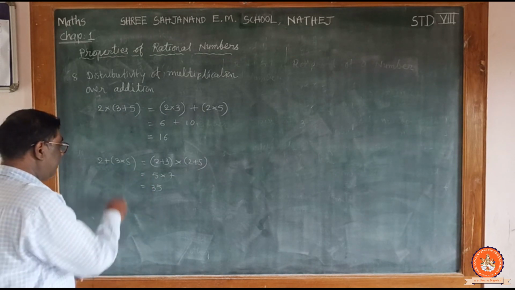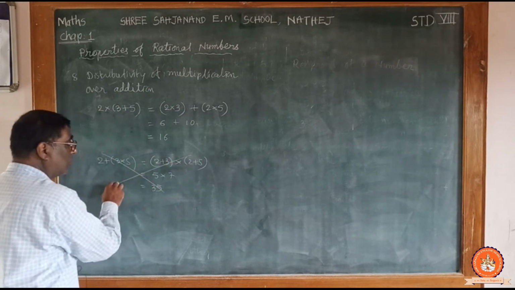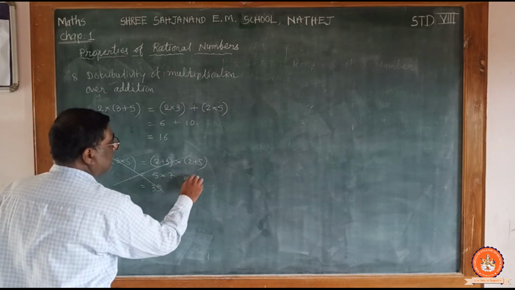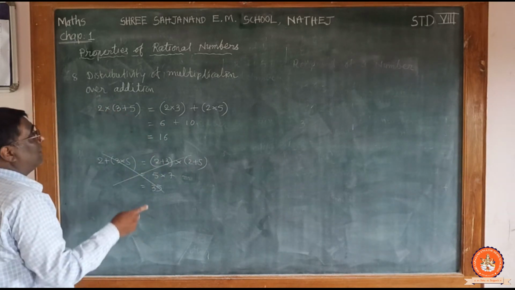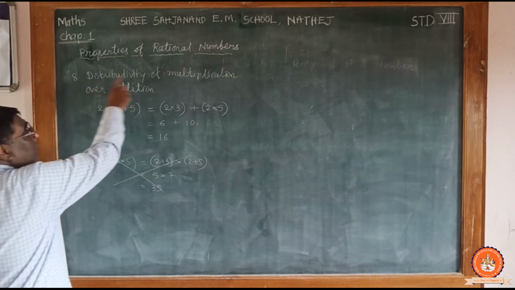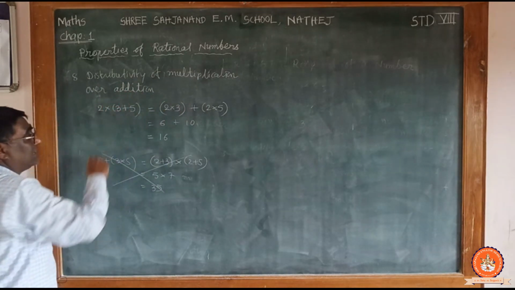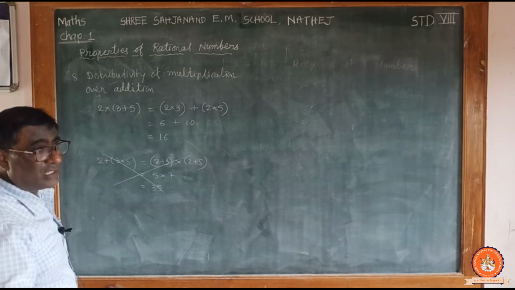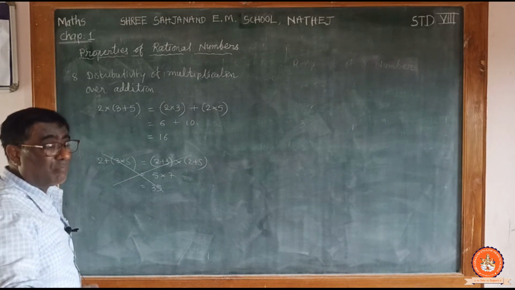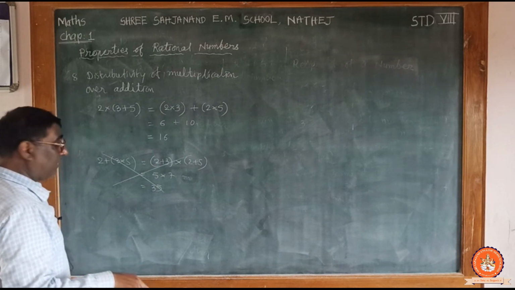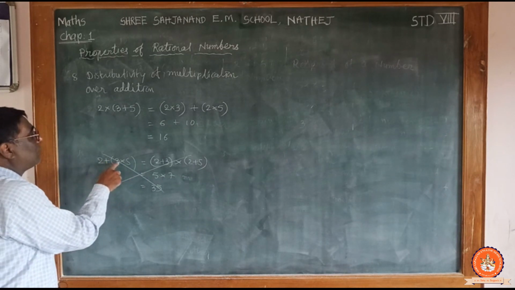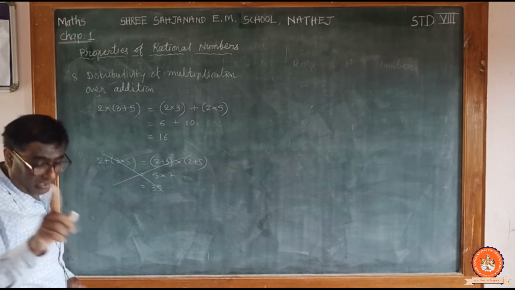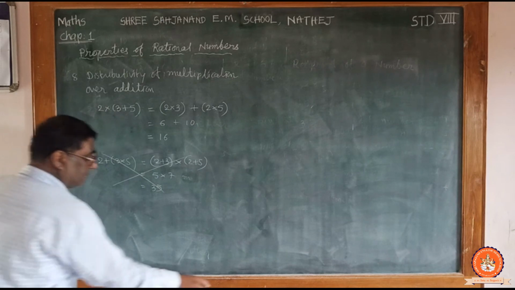So distributivity of multiplication over addition will give you the correct answer, and this is possible. Distributivity of multiplication over addition will give you the correct answer, and you can use it by simplifying. But distributivity of addition over multiplication will not give you the correct answer. Okay.